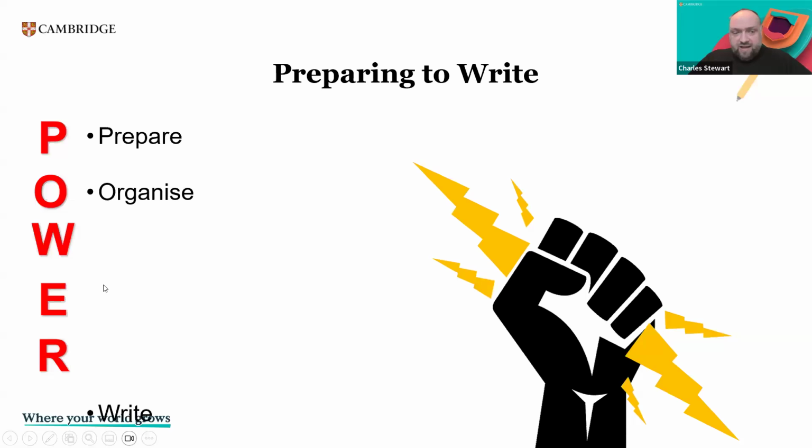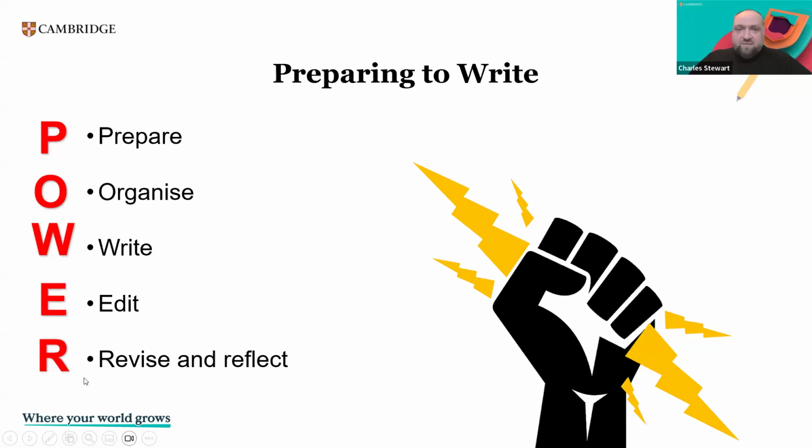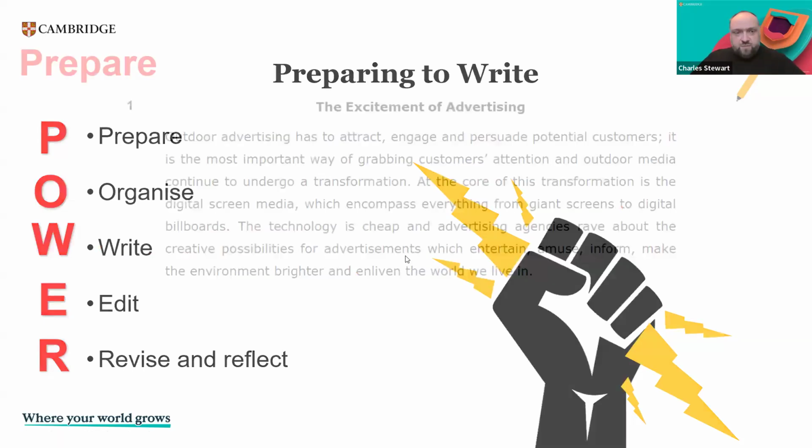Prepare, organize, write, edit, and revise. You have roughly 45 minutes per text. So 90 minutes, you need to write two pieces of writing, therefore 45 minutes for each text. So all of these steps you need to go through in that 45 minutes.